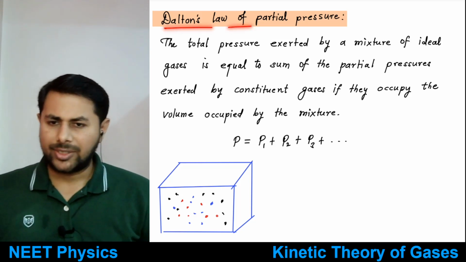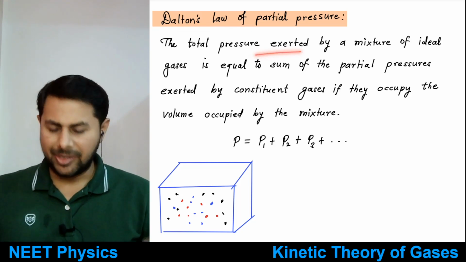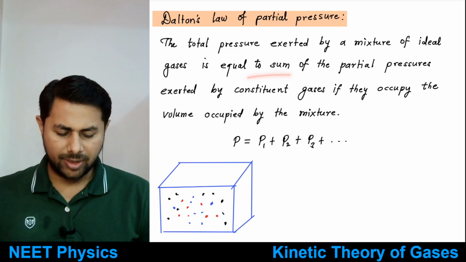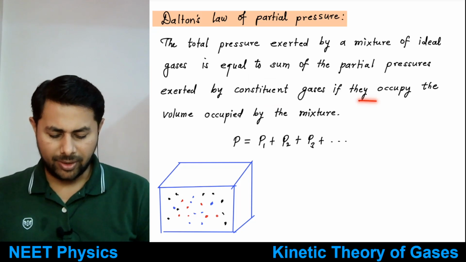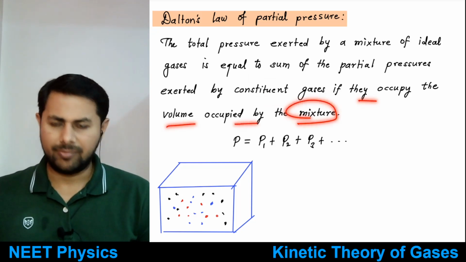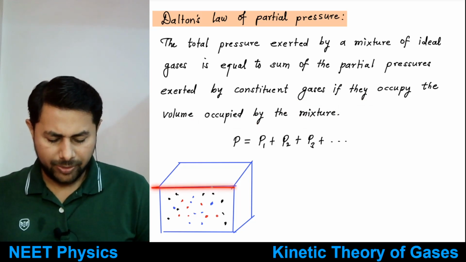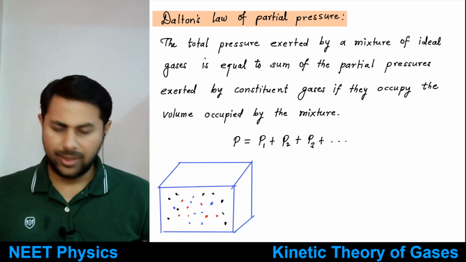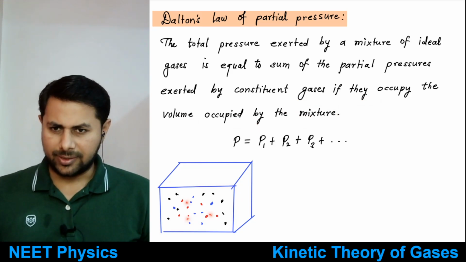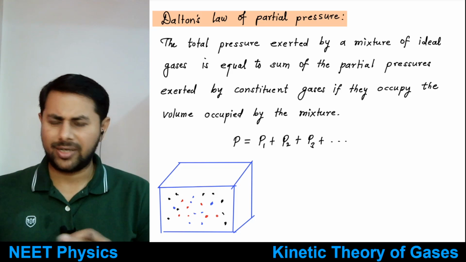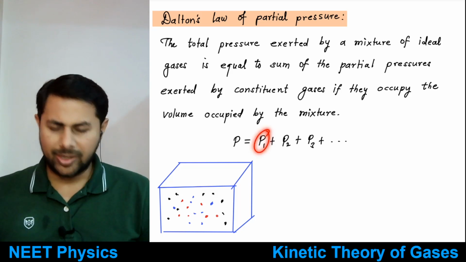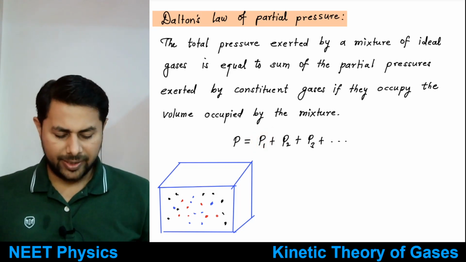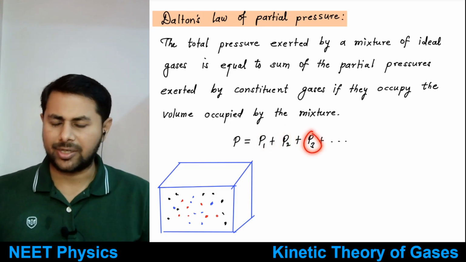So Dalton's law of partial pressures says that the total pressure exerted by a mixture of ideal gases is equal to the sum of partial pressures exerted by constituent gases if they occupy the same volume occupied by the mixture. So what does this mean? Suppose you have this container, and there are n number of gases, gas 1, gas 2, gas 3, and so on. So there is a mixture of gases. P1 is the pressure exerted by gas 1, P2 is the pressure exerted by gas 2, P3 is the pressure exerted by gas 3.